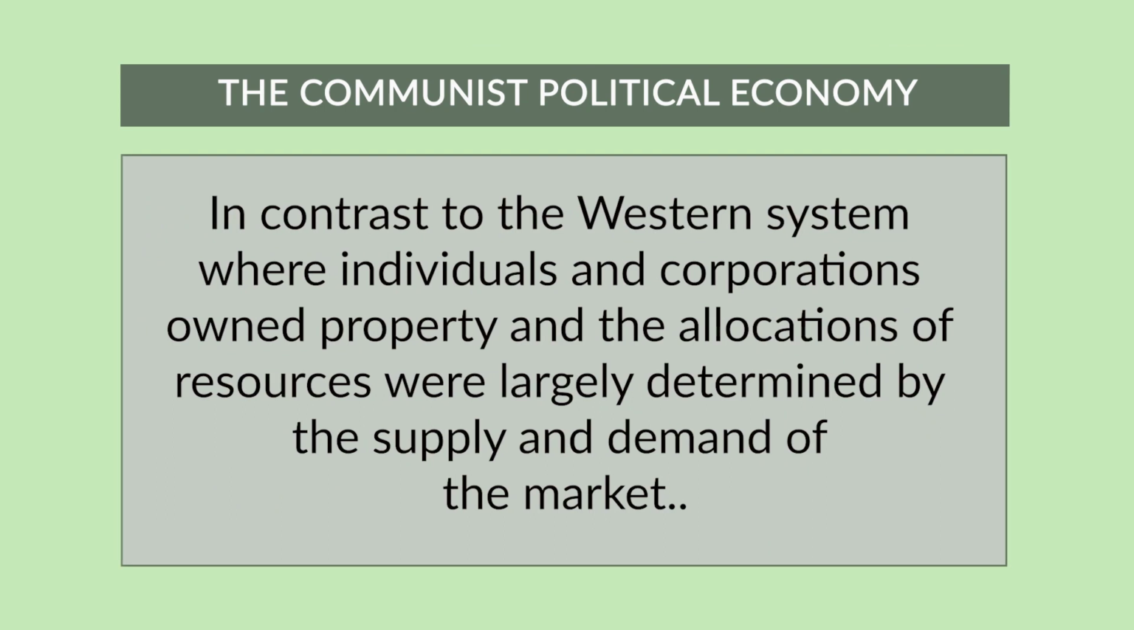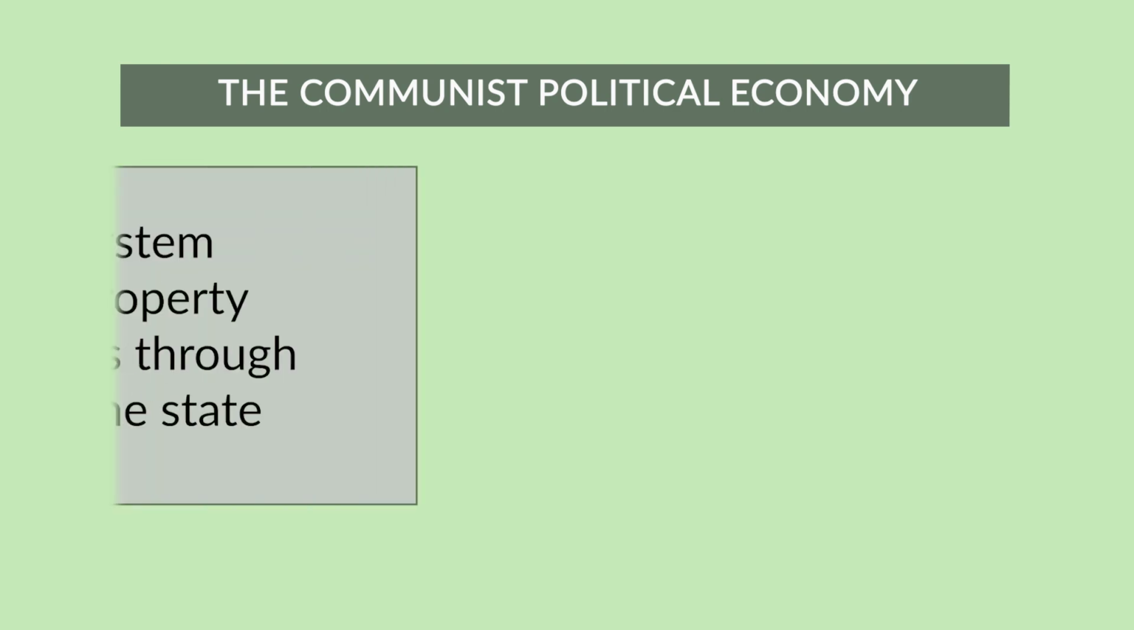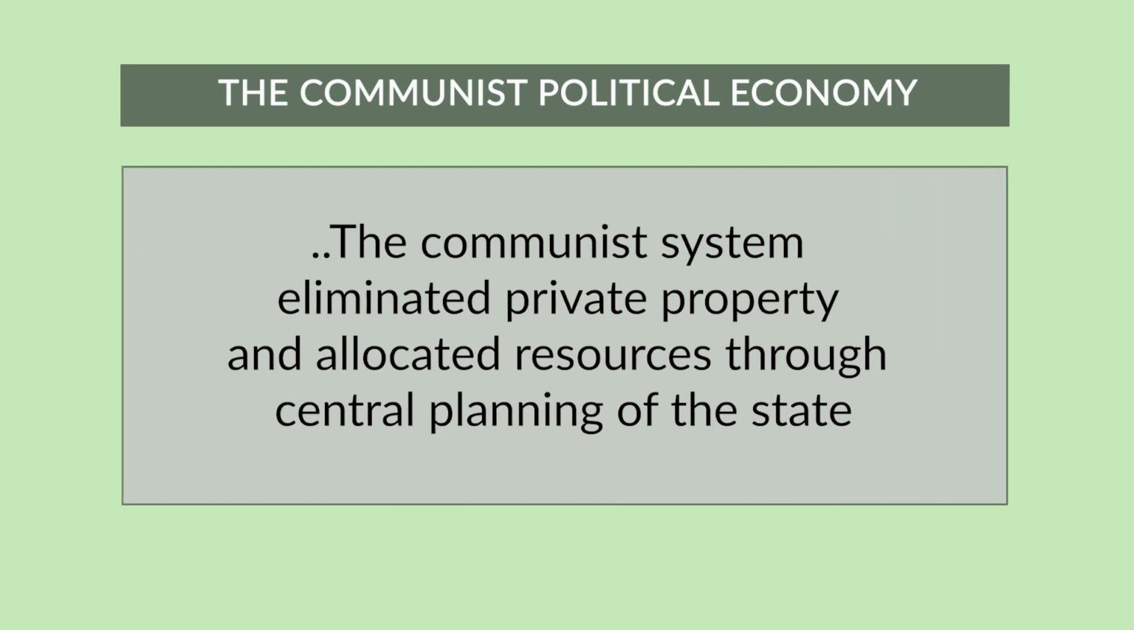In contrast to the Western system, where individuals and corporations owned property and the allocation of resources was largely determined by the supply and demand of the market, the communist system completely eliminated private property and allocated resources through the central planning machinery. The communist system, we all know, began in Russia after the 1917 revolution. With Russia's defeat of the Nazis in Eastern and Central Europe, the Soviet form of communism extended to countries such as Ukraine, Poland, Romania, and East Germany.